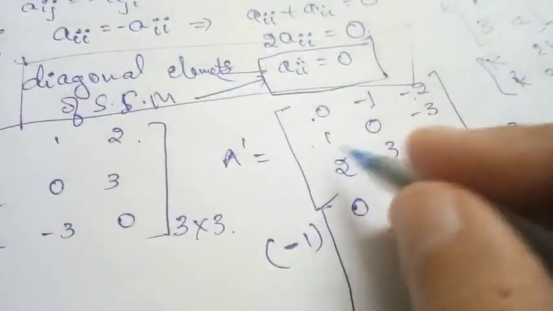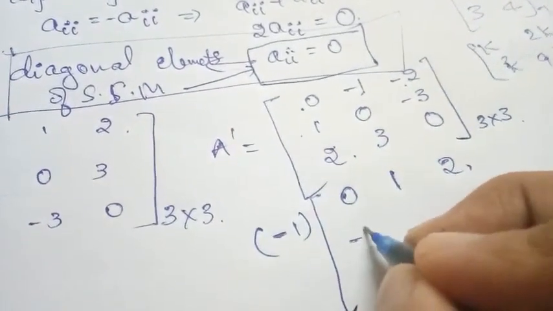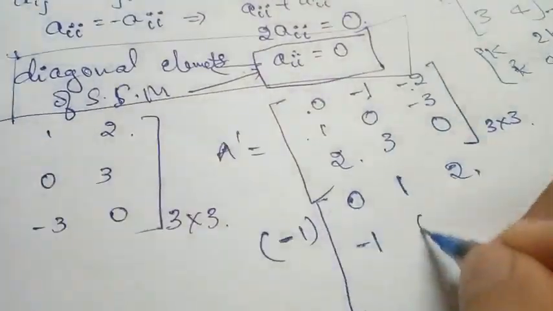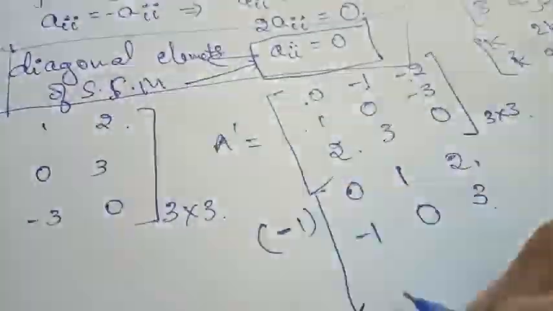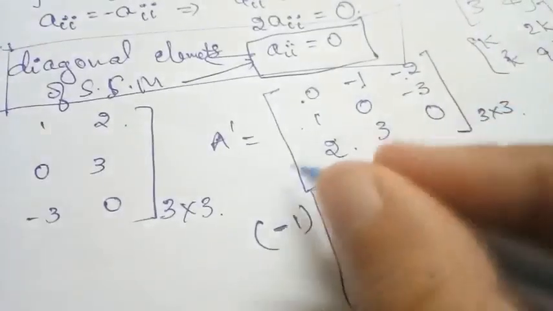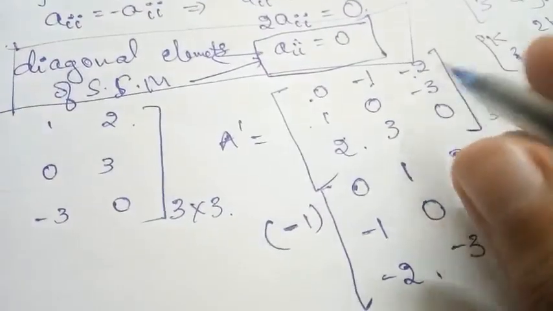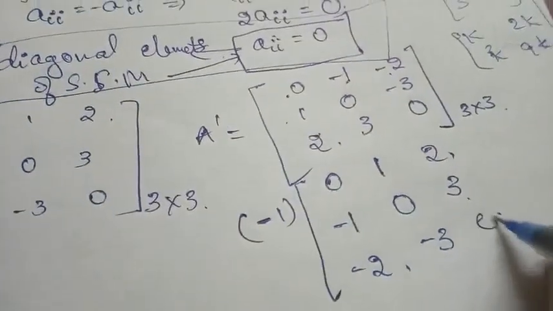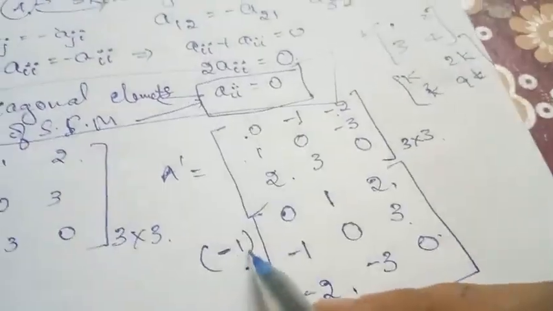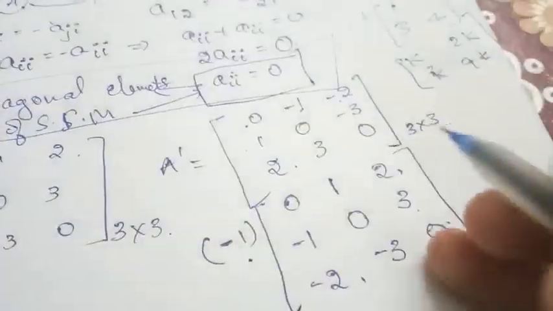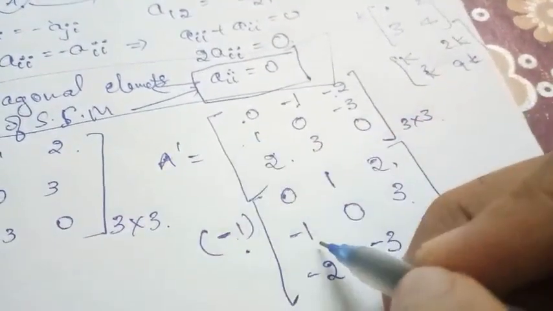It's only 1. Minus 1 is taken outside, 2. Minus 1 is taken outside, here remaining is minus 1. 0 remains as it is. Minus 1 is taken outside, 3. Minus 1 is taken outside, minus 2. Minus 1 is taken outside, it is minus 3. And here 0 remains as it is. So taking minus 1 is nothing but taking the negative sign outside. Now you can verify whether this matrix and this matrix are the same.